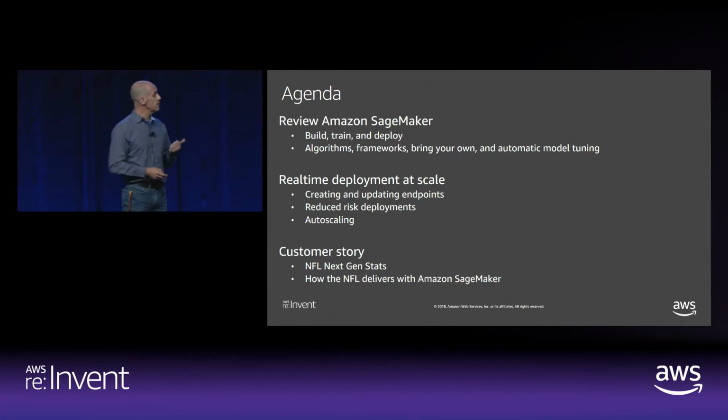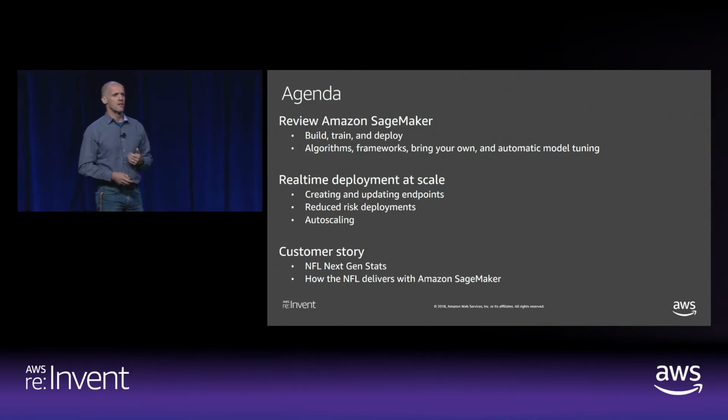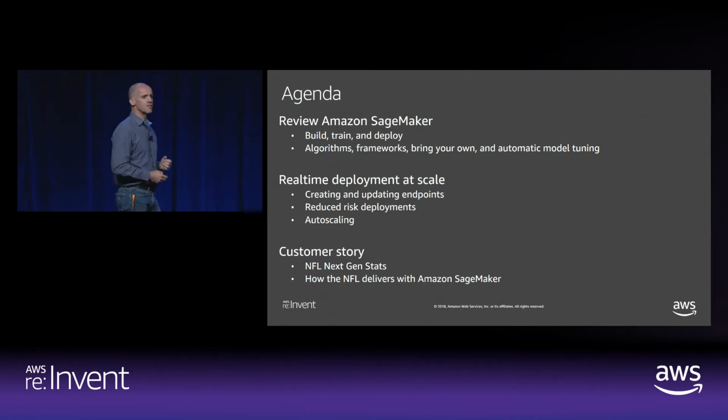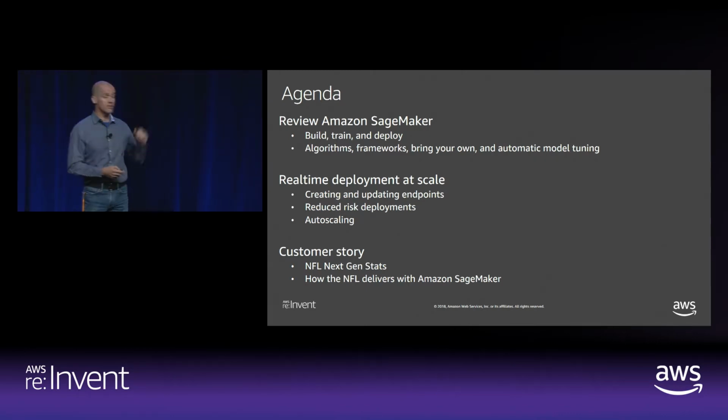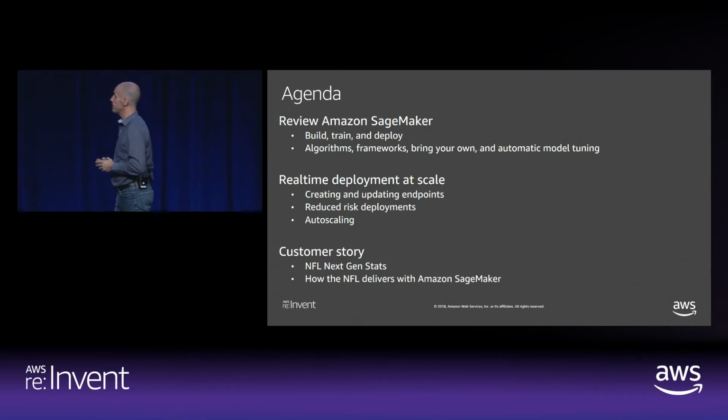And we will then talk about autoscaling, which is the art of how to grow and shrink your capacity to accommodate the changing needs of your business. And lastly, we will be talking about a real story of how Michael and his team implemented next-gen stats using Amazon SageMaker.